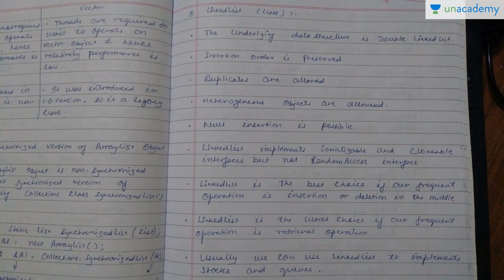So actually LinkedList is a class which comes under list interface. The underlying data structure of this class is a doubly linked list, and insertion order is preserved here, so whatever elements we have inserted, the order will be preserved. We can get to know at what index those elements have been added.